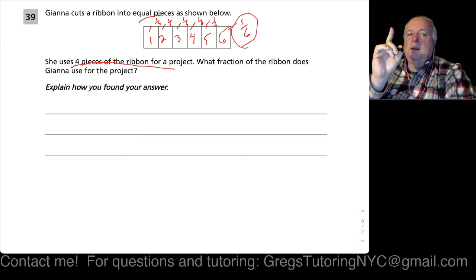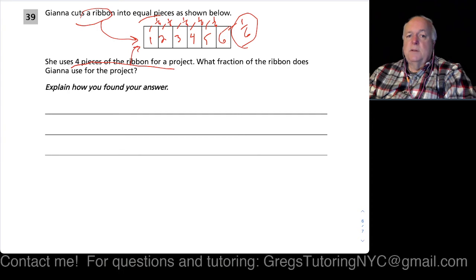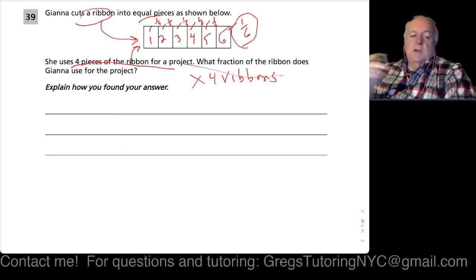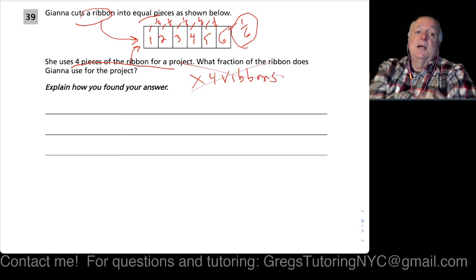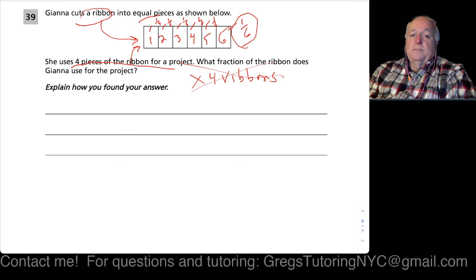There's only one ribbon here. She cuts a ribbon. Which one? There's one right here. She uses 4 pieces of that ribbon. That ribbon. Which one? The same one right here. This is not talking about 4 ribbons. It is talking about 4 pieces of that one ribbon.